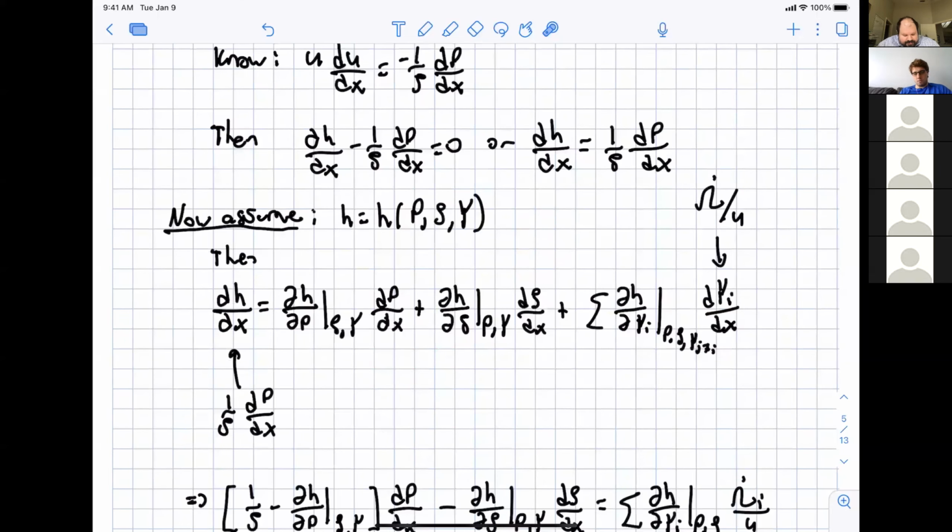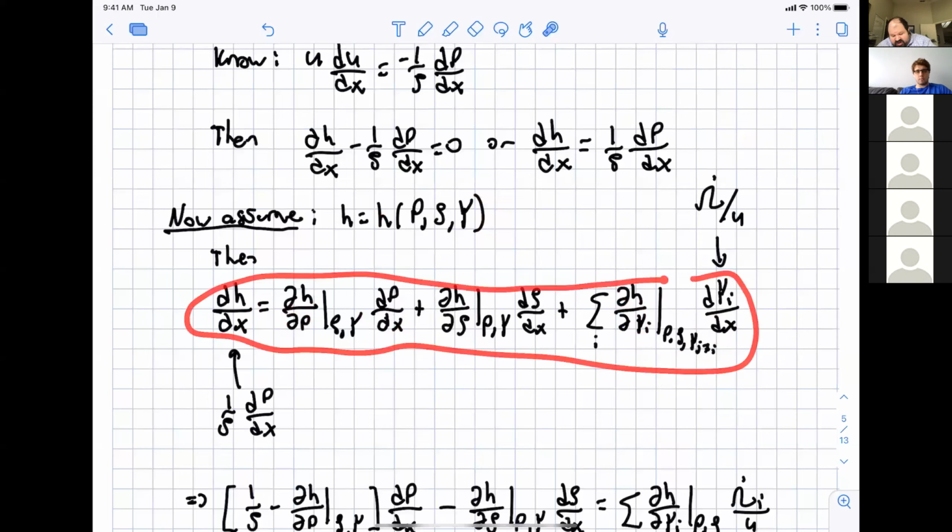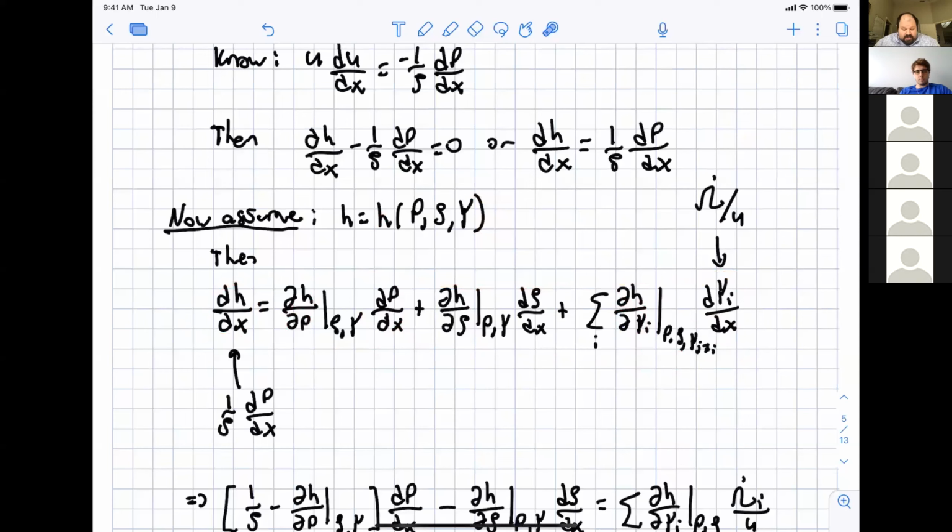And first, as we did before, we have to use the chain rule on this expression. So we have dh/dx equals partial h partial p at constant density and mass fraction times dp/dx, plus partial h partial ρ at constant pressure and composition times dρ/dx, plus, and since we can have n species, we basically need to sum up all the species contributions. So we have partial h partial yi at constant density and constant all mass fractions except for i, times dyi/dx. We've been using this sort of chain rule several times in this class, and now we can actually start to work with it.